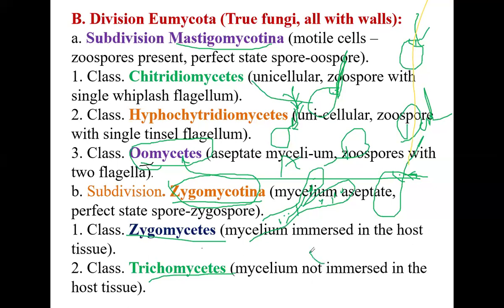If the mycelium is inside the host tissue, that is grouped in Zygomycetes. If the mycelium is upon the host, on the outer side of the host, or peripheral to the host, or nearby the host, that is grouped in Trichomycetes. Okay, have you understood?